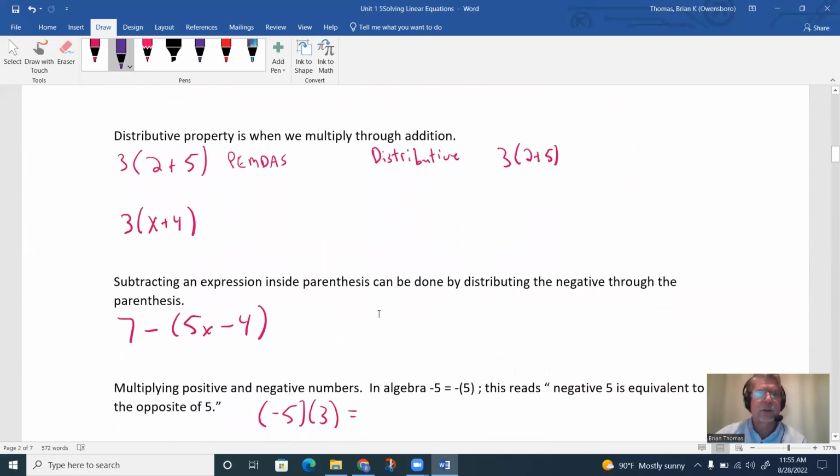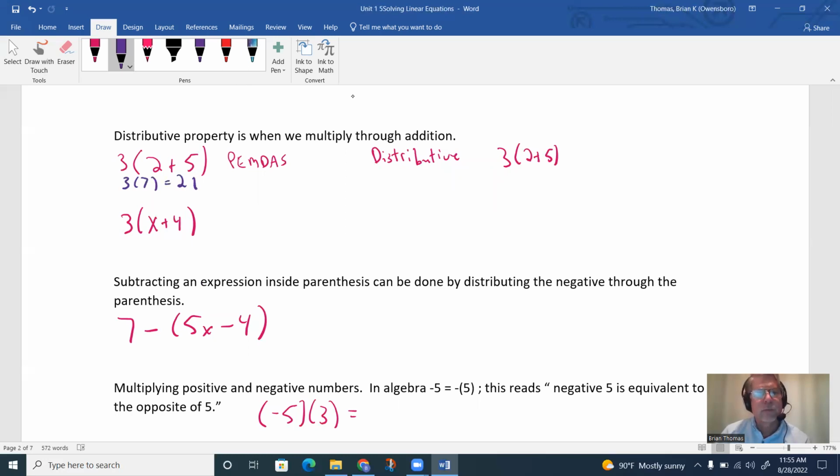As we move into algebra, we start to use what's called the distributive property. The distributive property is when we multiply through addition. What this looks like is, notice I have this 3, and then in parentheses, I have 2 plus 5. If I'm using the order of operations, we would do what's inside the parentheses first and say, hey, this is 3 times 7, which is 21.